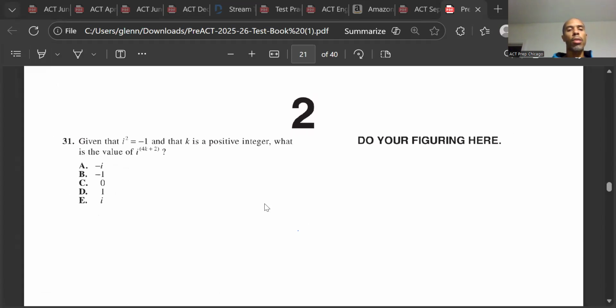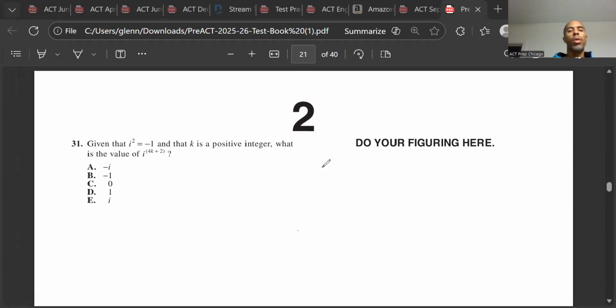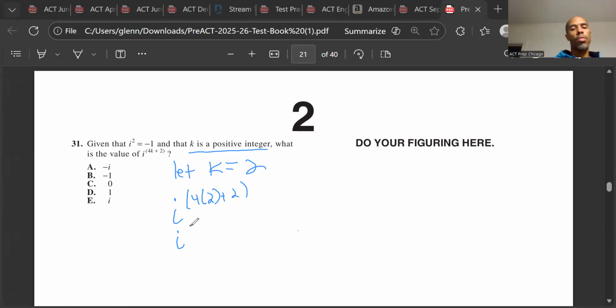I think if you let k equal any positive integer, so let's let k equal a positive integer. I don't usually like to use 1 or 0, so let's use 2, positive 2. So when k is 2, we have 4 times 2 plus 2, which is 8 plus 2, which is 10.